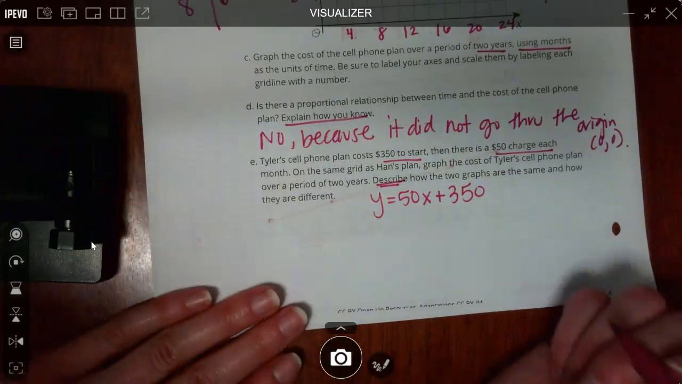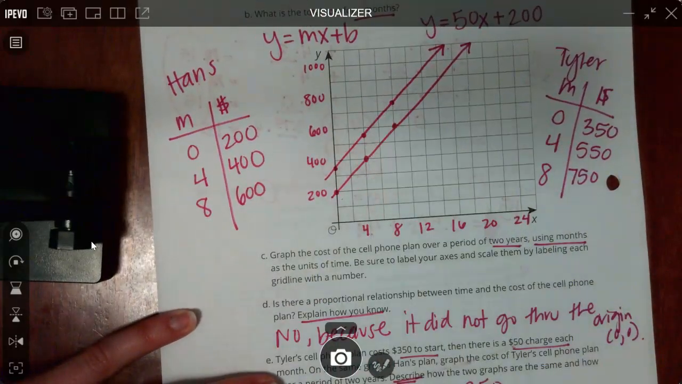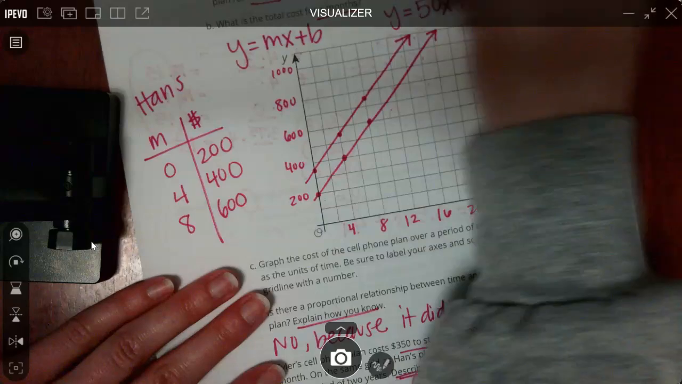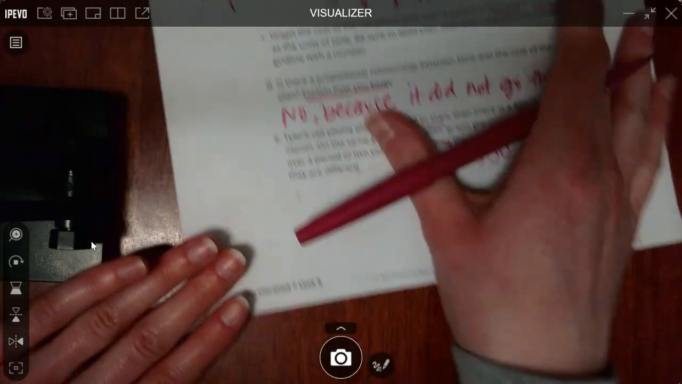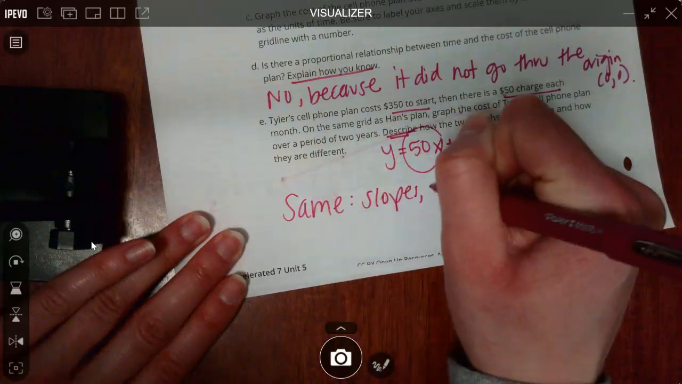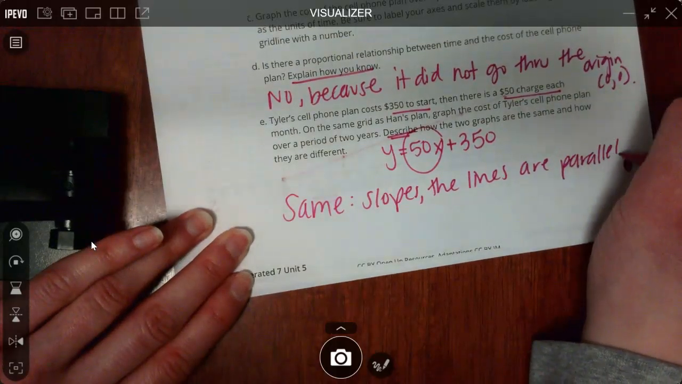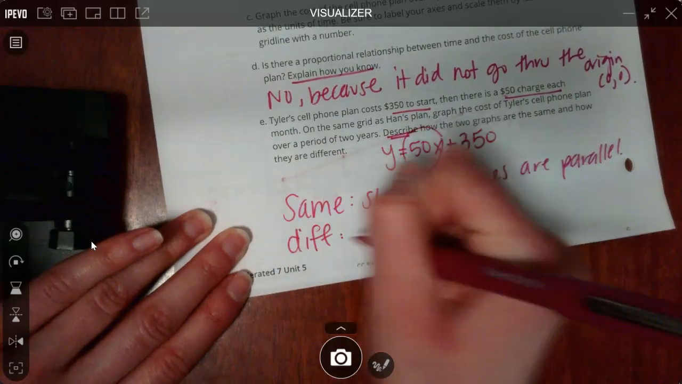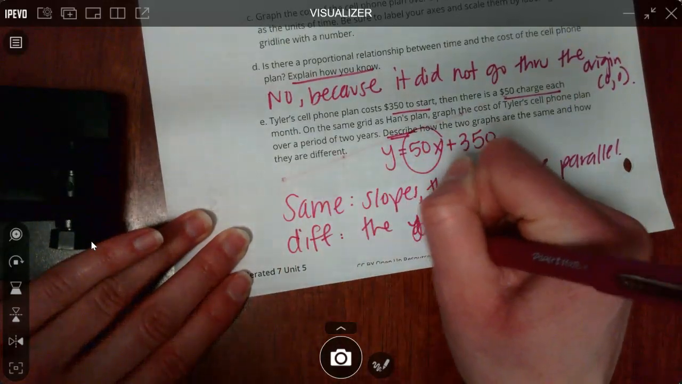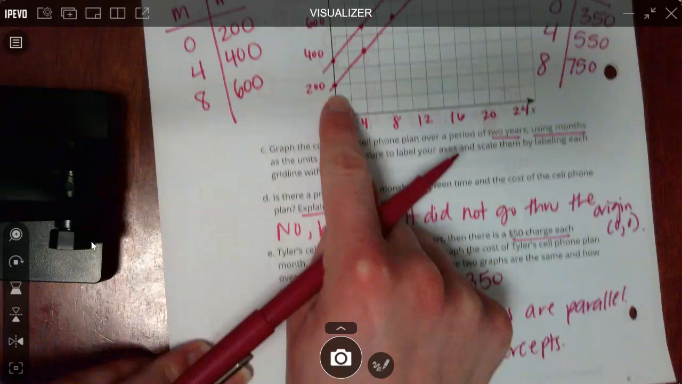Okay, so something that's the same. These two lines are parallel. And we know if my lines are parallel, they're never ever going to cross. They are increasing at the same exact rate, which makes sense because look at their slopes. They are identical. So I would say same slopes. And the lines are parallel. Then different. The y-intercepts. Because for the first plan, 200. For the second plan, 350. That's as easy as it was.